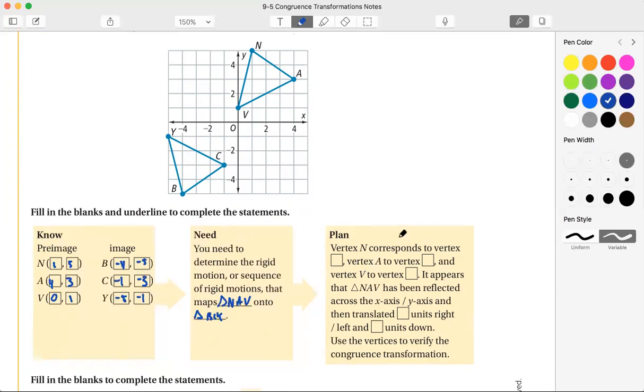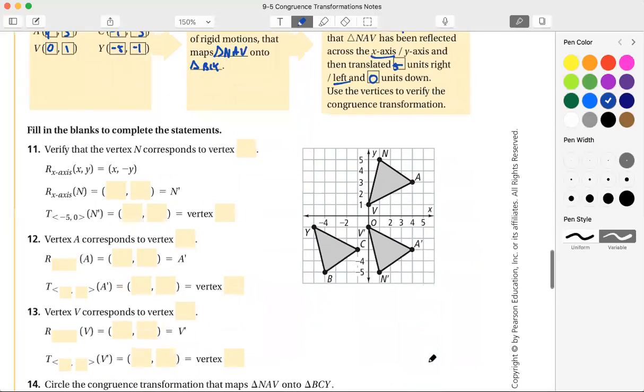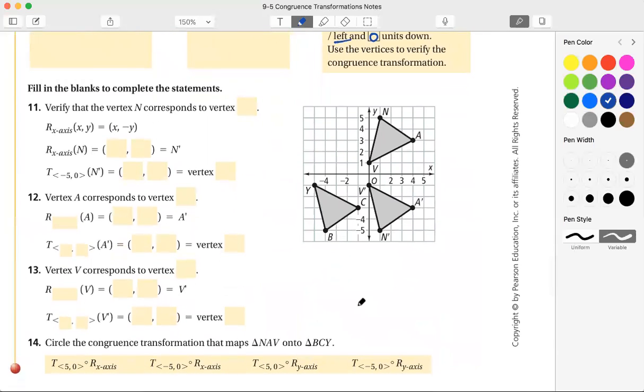My plan: vertex N corresponds to vertex B, A corresponds to C, and V corresponds to Y. It appears NAV has been reflected across the x-axis and then translated 5 units to the left and 0 units down. Let's try this. Verify that vertex N corresponds to vertex B. (1, 5) reflected becomes (1, negative 5), then translated becomes (negative 4, negative 5), and that is vertex B.